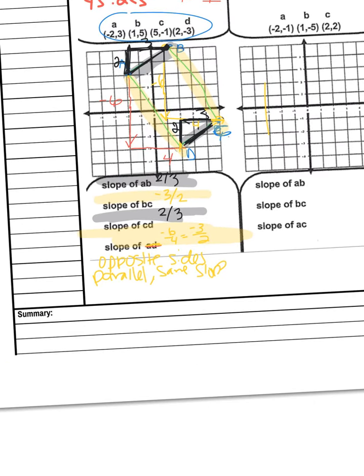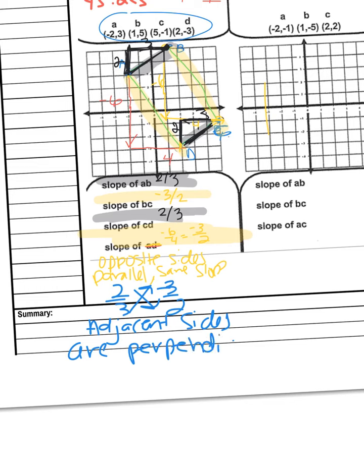Okay, and then I know that they all come together at 90-degree angles because we call those adjacent sides. Sides that meet are perpendicular, because 2/3, if I take the negative reciprocal, flip it and make it the opposite, these are negative reciprocals. So it is a rectangle. Adjacent sides are perpendicular because they have negative reciprocal slopes.